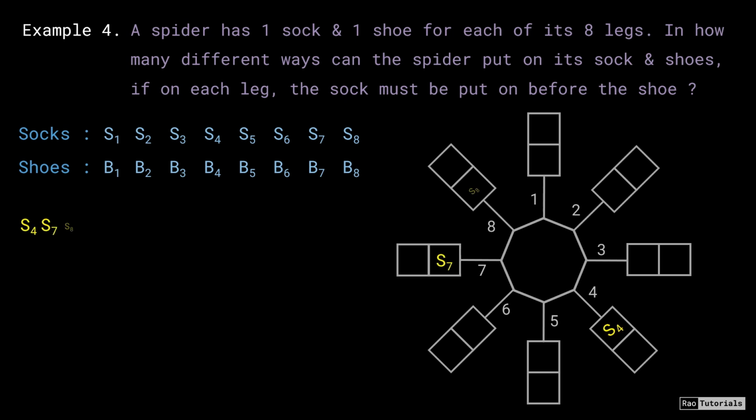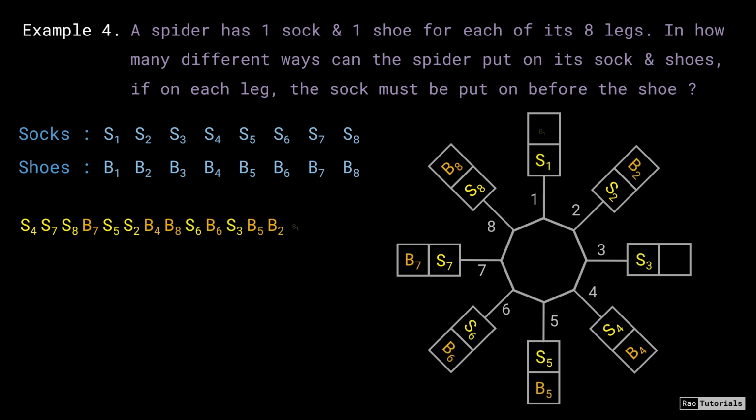An example arrangement can be this. Notice how any shoe is always placed after its corresponding sock. So we have 4th shoe ordered after 4th sock, 6th shoe after 6th sock, and so on.